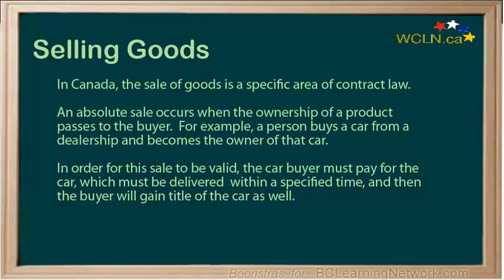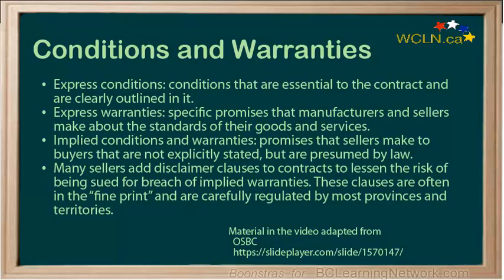Sales contracts can have express or implied conditions and warranties. Express conditions are conditions that are essential to the contract and are clearly outlined in it. Express warranties are specific promises that manufacturers and sellers make about the standards of their goods and services. Implied conditions and warranty are promises that sellers make to the buyers that are not explicitly stated, but are presumed by law. For example, the seller has title to the goods and has the right to sell them.